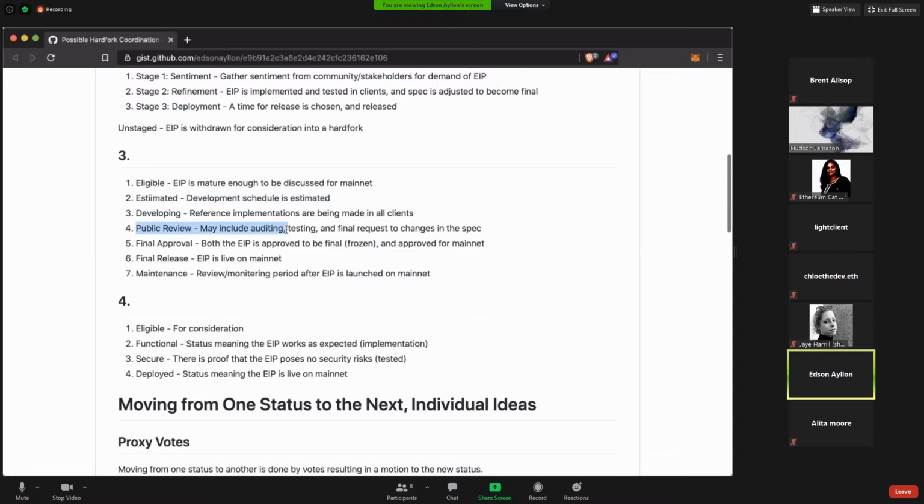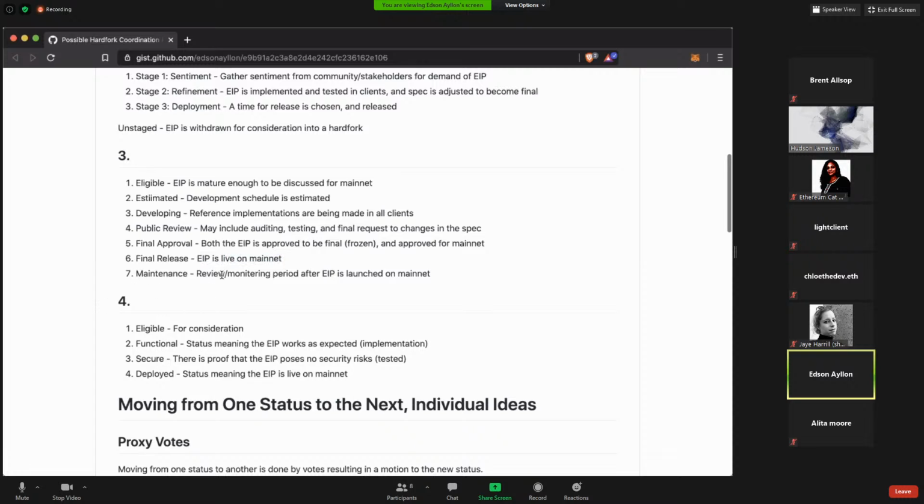Public review is just another synonym for auditing, testing, final requested changes. Public review, we can have things like auditing. It implies stuff like that. Final approval, the EAP is frozen. It has to be frozen for it to be in final approval, and then it has to be approved for mainnet. Final release, the EAP is live on mainnet.